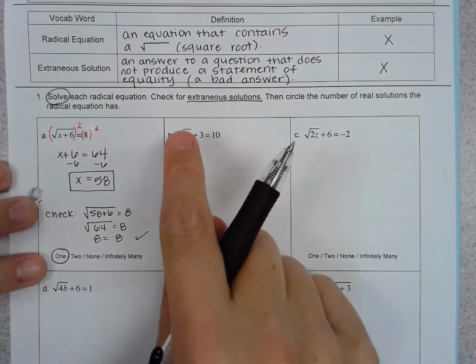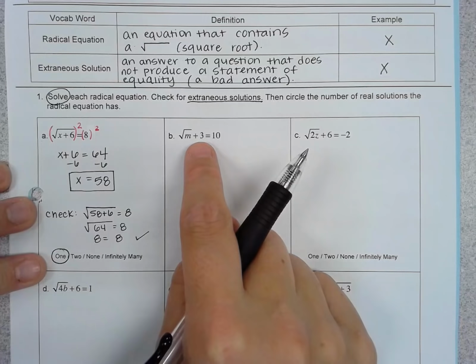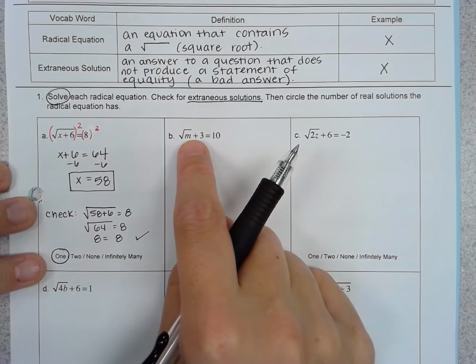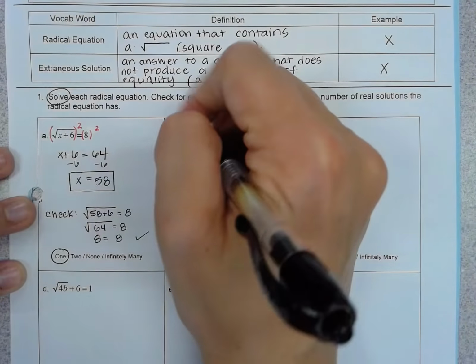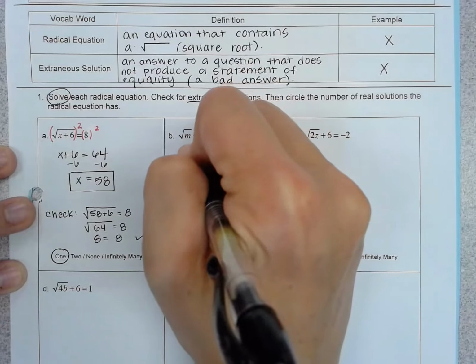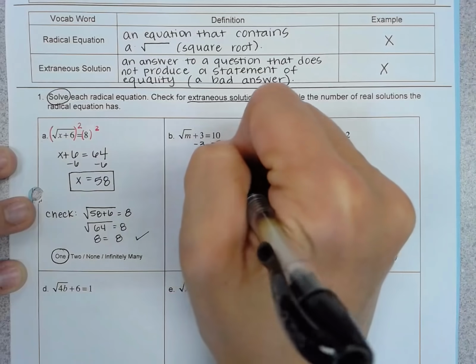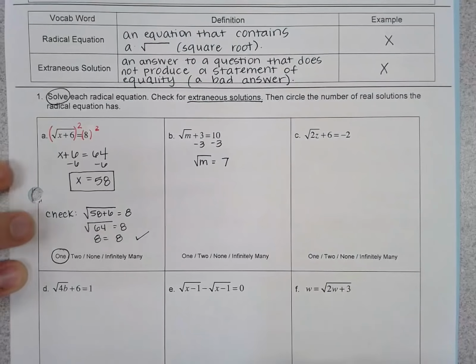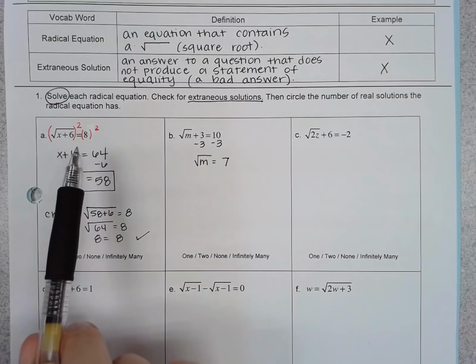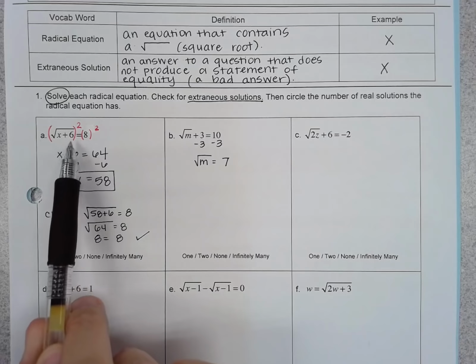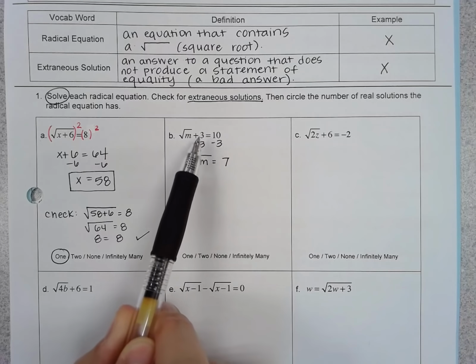Look at how letter B is different. On letter B, the 3 over here isn't underneath the square root. It's kind of all by itself. So when you solve radical equations, you have to get the part that has the square root all by itself. So on this one, I subtracted the 3 from both sides first. Over here, the 6 was stuck underneath, but over here, the 3 wasn't stuck underneath.